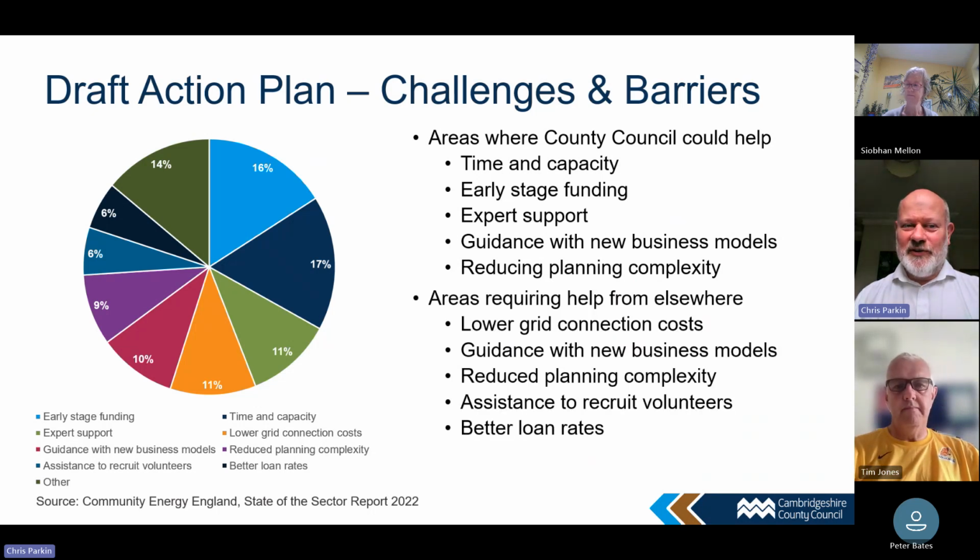Some of the areas we can't help with at all are completely outside our sphere of influence. So lower grid connection costs, that's not within our control to influence, and probably others will need to assist as well as the council with guidance on new business models and planning complexity, as a lot of that will come from central government as well as local government. And indeed, planning authorities for community energy projects will tend to be the district councils rather than county council itself.